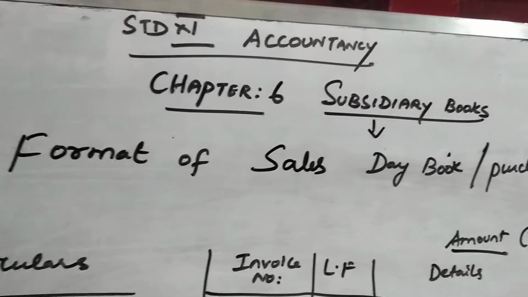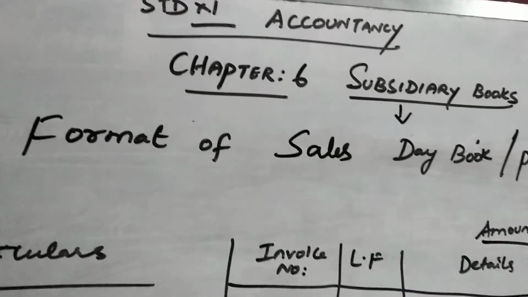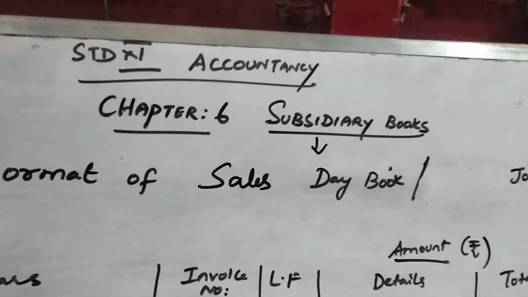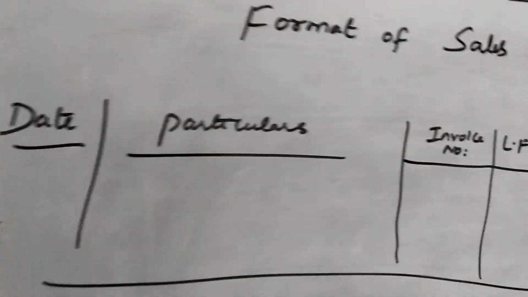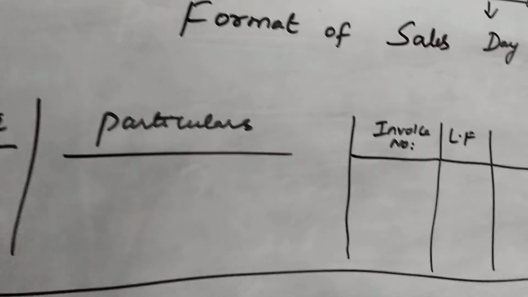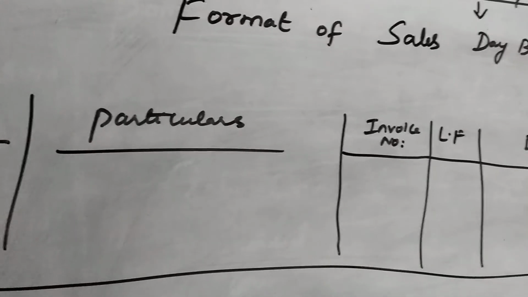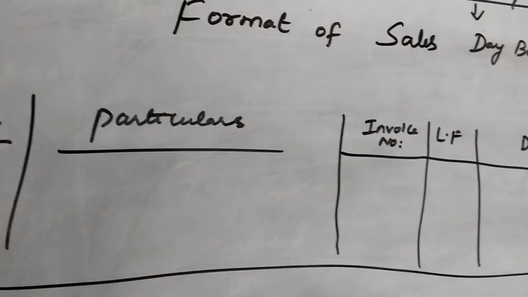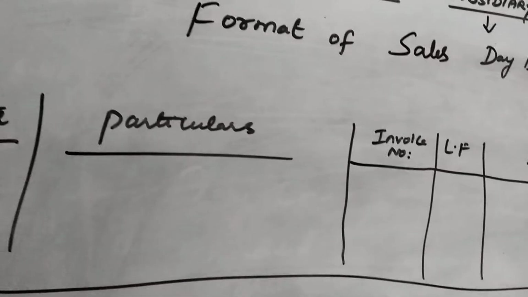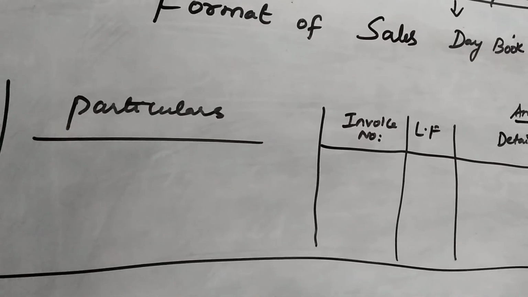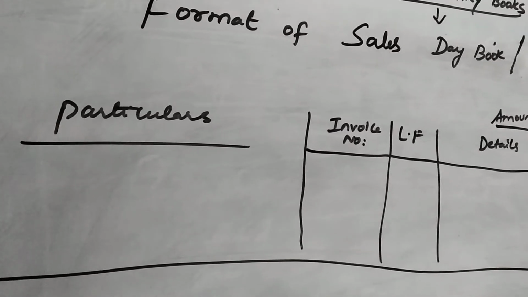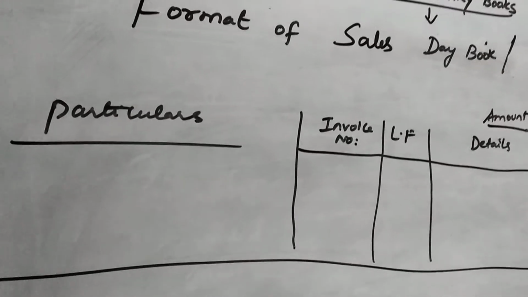The next will be the format of sales day book or the sales journal. So, you will have the date, particulars, invoice number. Here you will have the outward invoice number. When we make a sale, as you all know, the invoice will be prepared by the seller. Right? We will give an invoice to our customers stating the description of the product. What product is that? What is the unit price? What is the quantity? And what is the total value?